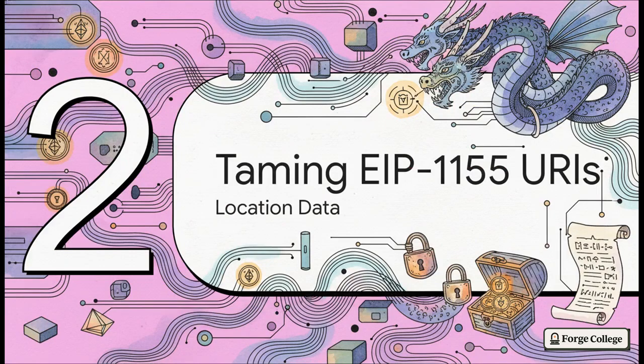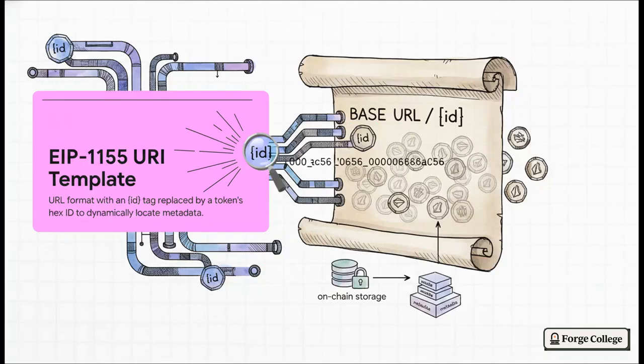Which brings us to section 2, taming EIP-1155 URIs and dealing with location data. Okay, this part is actually really fascinating. The EIP-1155 URI template is basically a standard URL, but it has this literal ID tag tucked inside brackets. When your app goes hunting for the token, it takes that tag and completely swaps it out with the token's 64-character zero-padded hex ID. This dynamically locates the metadata.